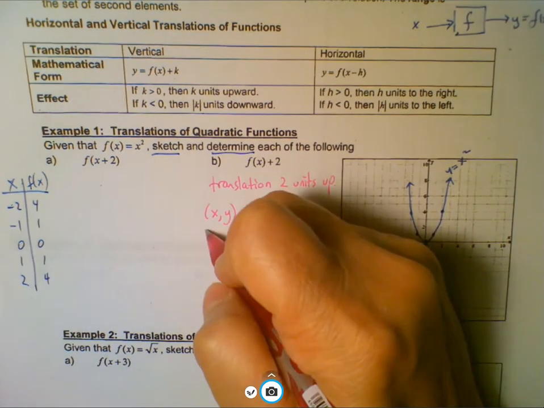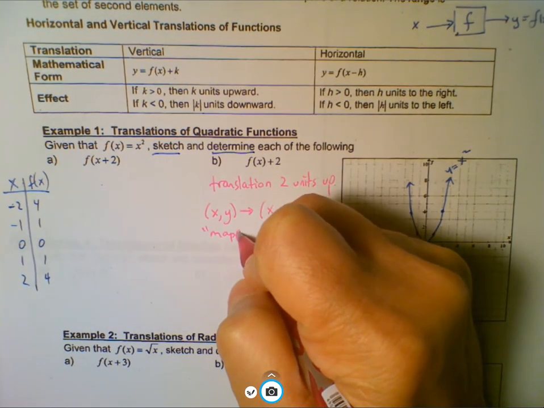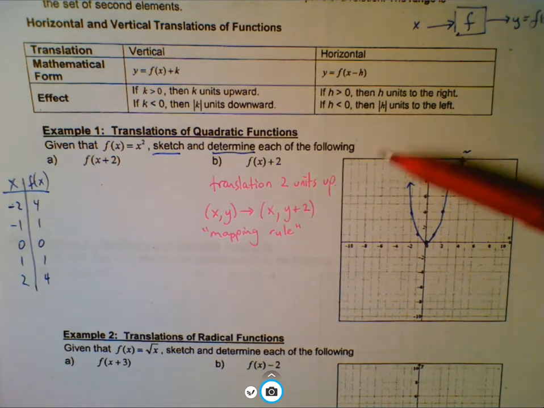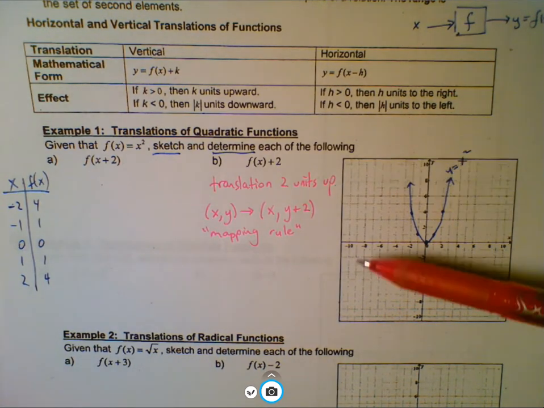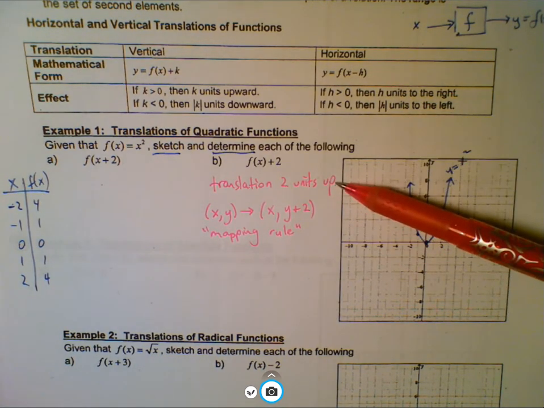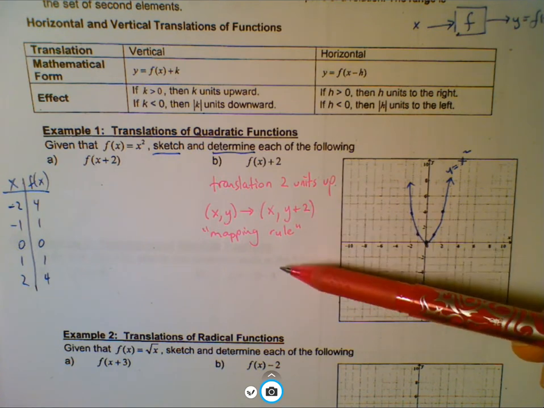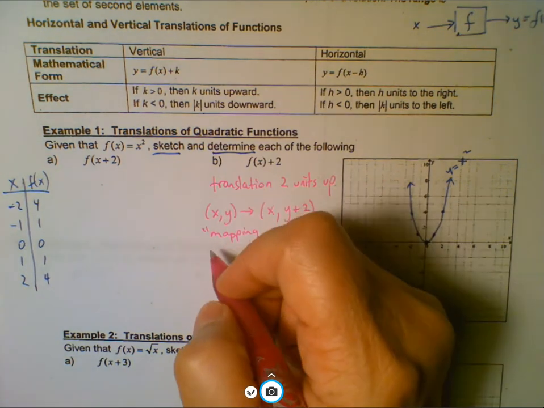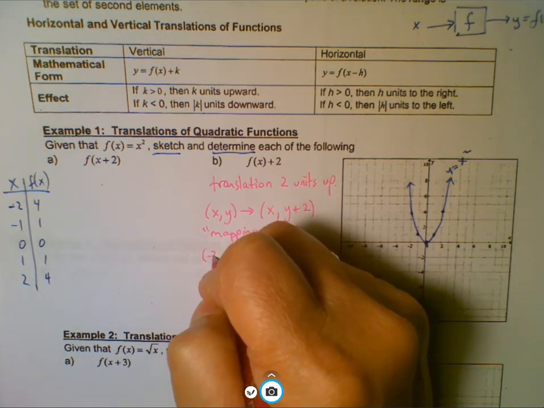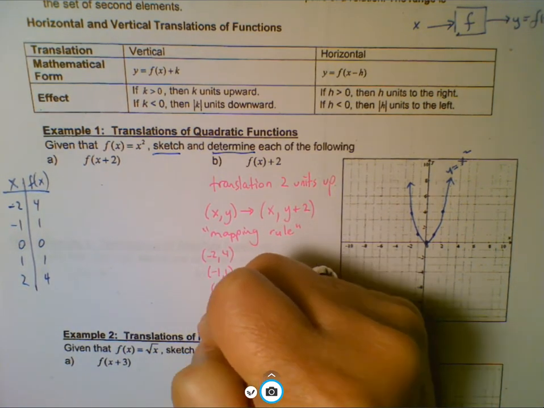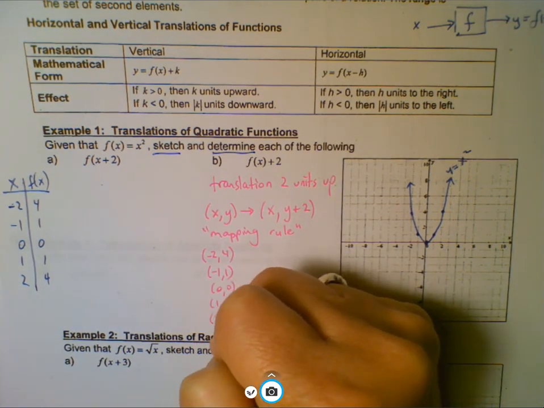Okay, and that is called a mapping rule. So I'm just going to write for you here. This is called a mapping rule. For every transformation, for every question we're going to do from now on, we're always going to write the transformations in words, and then we're going to write the mapping rule. And then we're going to take each point from the parent and transform it according to the mapping rule.